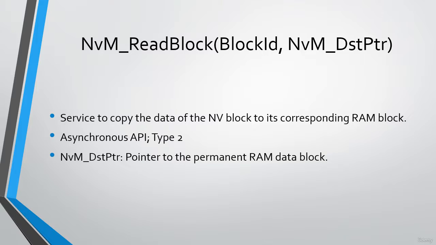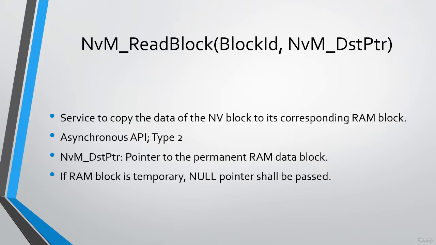You can see here the second parameter, NVM destination pointer, is the pointer to the permanent RAM data block. So if we have a permanent RAM block, then this block's pointer is given by this argument. Now suppose the RAM block is temporary, then we will not have a corresponding pointer. So in that case, we can pass a null pointer. Now whenever we request this, the read request is queued in a job queue. So multiple read requests will be there. All of these will be queued and handled one after the other.